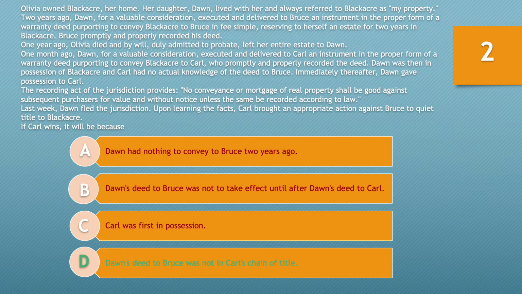The best option here is D. Dawn's deed to Bruce was not in Carl's chain of title. The rule is that the recording system protects bona fide purchasers and mortgagees only. A bona fide purchaser is a subsequent purchaser who purchases the property for valuable consideration and without notice at the time of the conveyance. Notice can be actual or constructive.